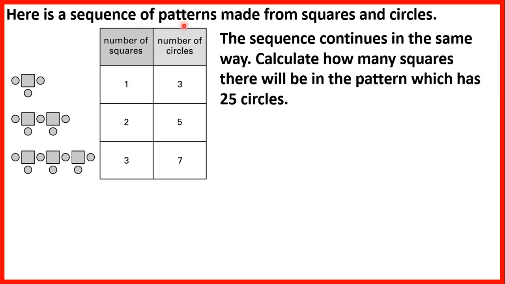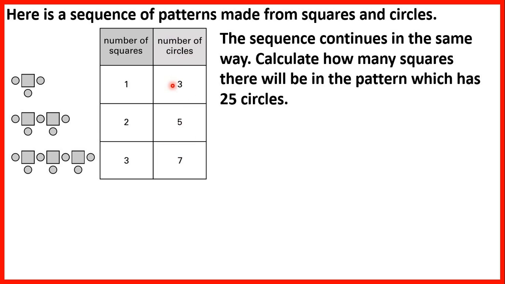Here is a sequence of patterns made from squares and circles. The sequence continues in the same way. Calculate how many squares there will be in the pattern which has 25 circles. So if we look at the number of circles, we can see that we have 2 more each time.